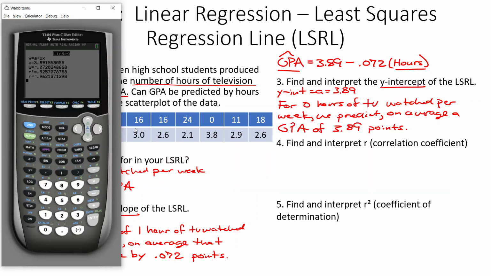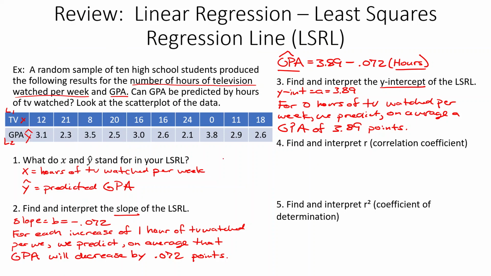All right, so where's our R? It's the bottom one here, negative 0.962. So R equals negative 0.962. All right, so if R is close to 1 or negative 1, that tells us we have a strong relationship. Let's see, linear we really get from looking at the graph. What else do we have from DUFS? Direction, oh, negative.